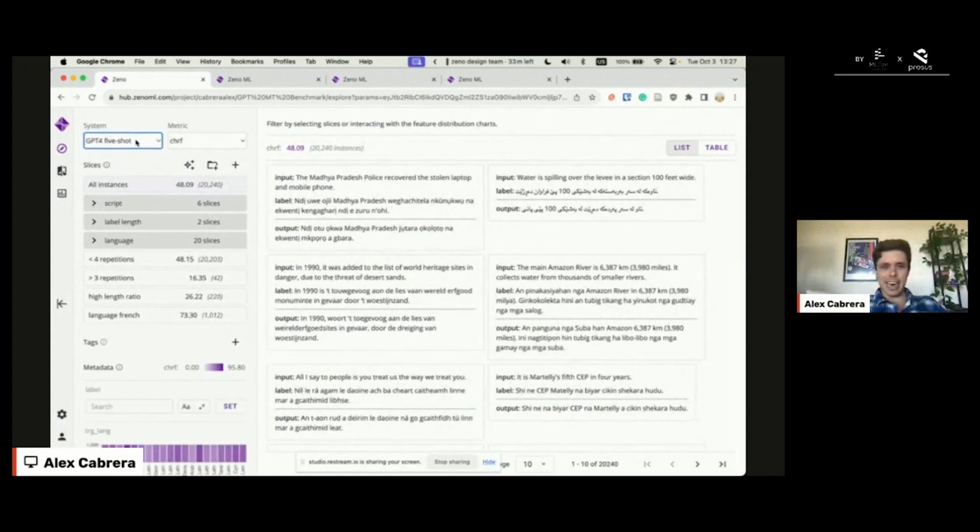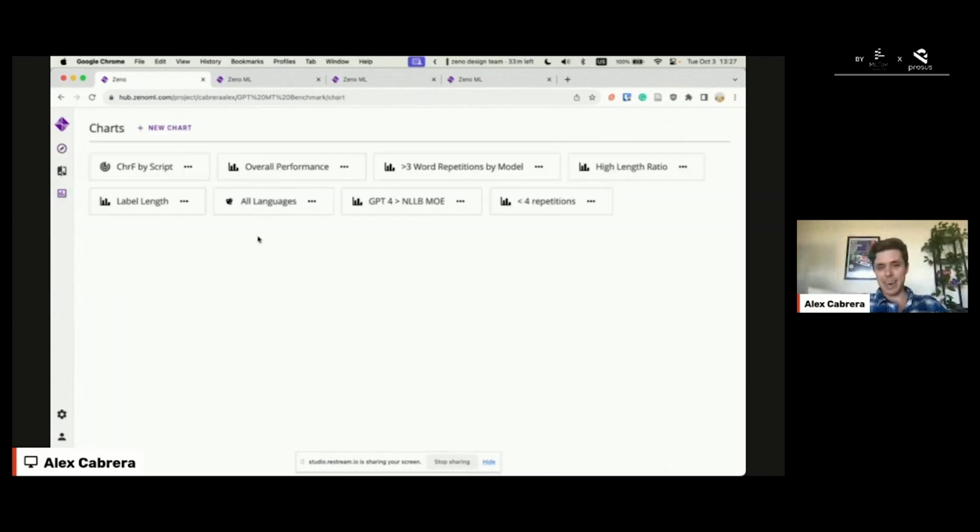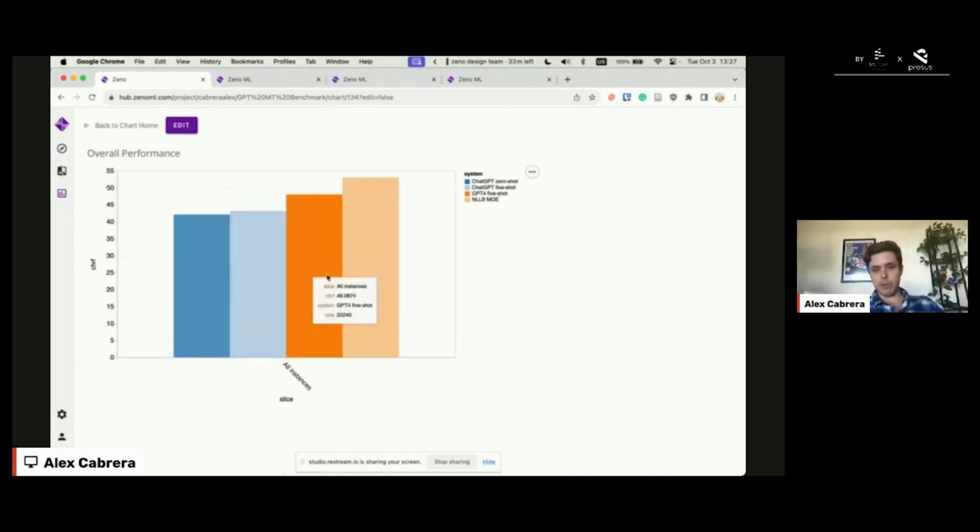So it's a little annoying to have to go back and forth and change what model you're looking at, maybe change what metric you're looking at across these things. This is where our chart creation feature comes in. We think it's super important to create these interactive visualizations that let you quantify these complex behaviors. So we can go in and we have some very simple charts like bar charts. Here we're looking at the overall performance across different systems for all your instances.